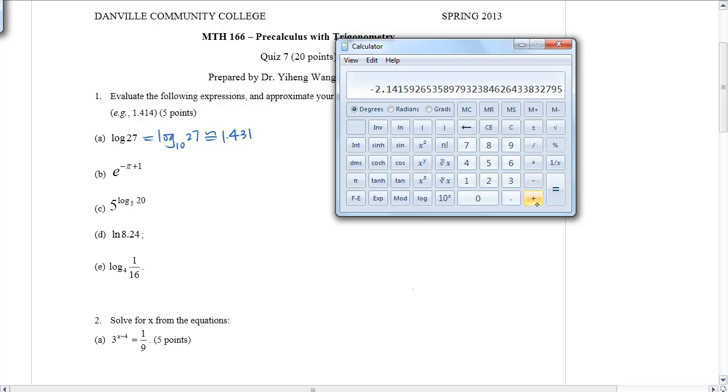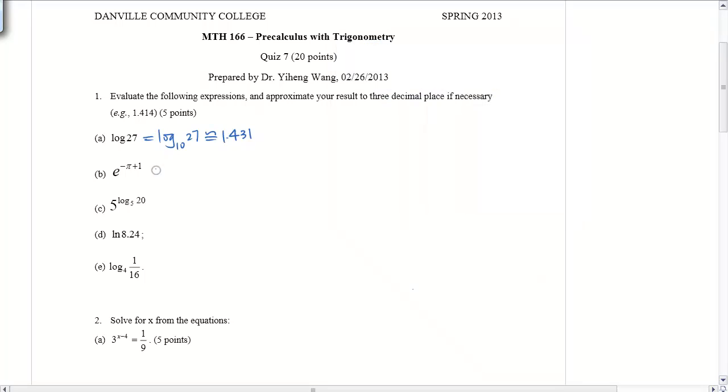This is now the exponent, negative pi plus 1, and then all we need to do is to find this exponential key right here and then hit it, and the answer will be approximated to the third decimal point, 0.117.